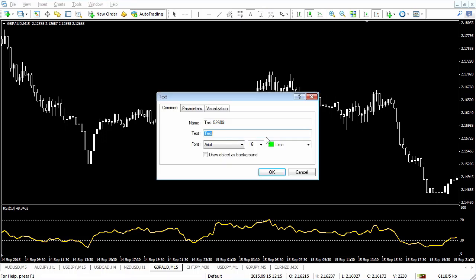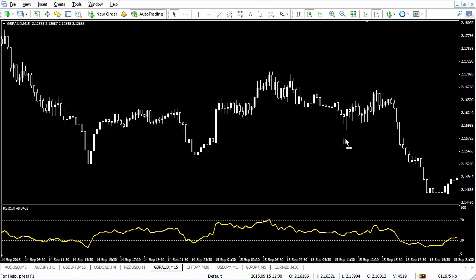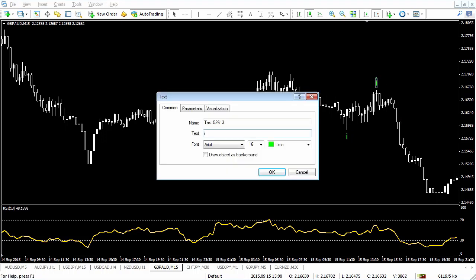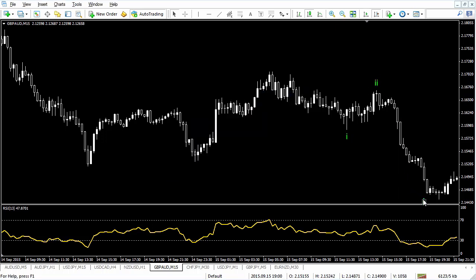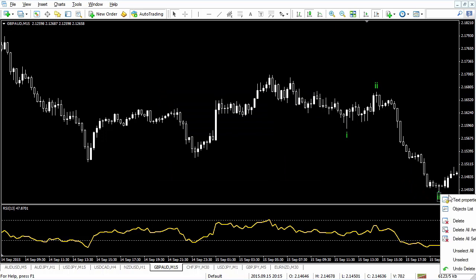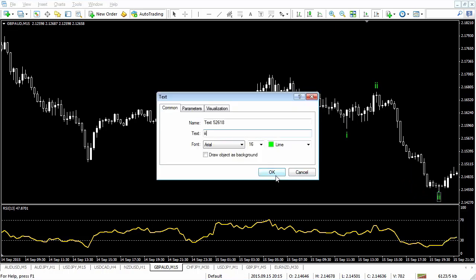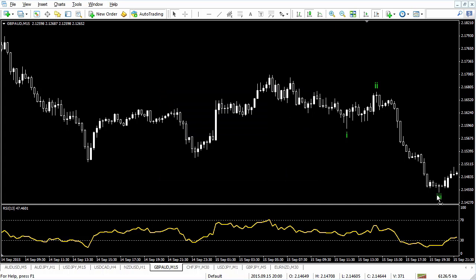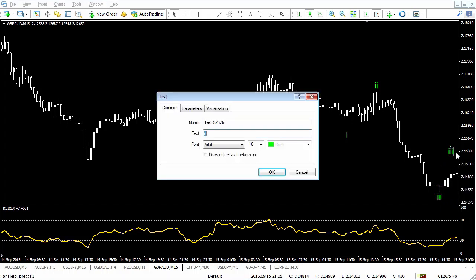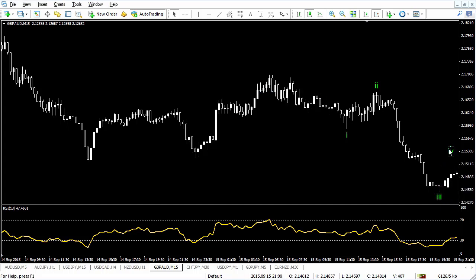So let's go and label this real quickly. 1, 2, let's go with the 3. So we are expecting to see what? We're expecting to see the wave 4. Now, what we need to check before we enter the sell position at the wave 4 pullback.